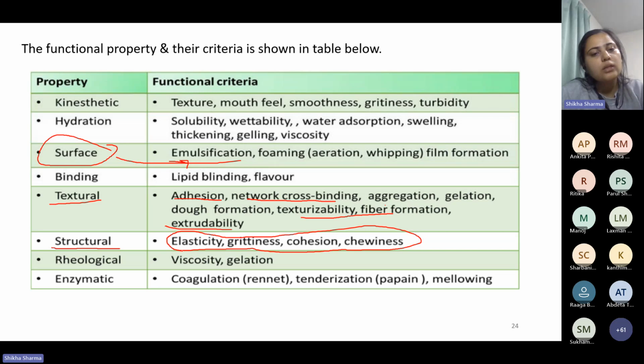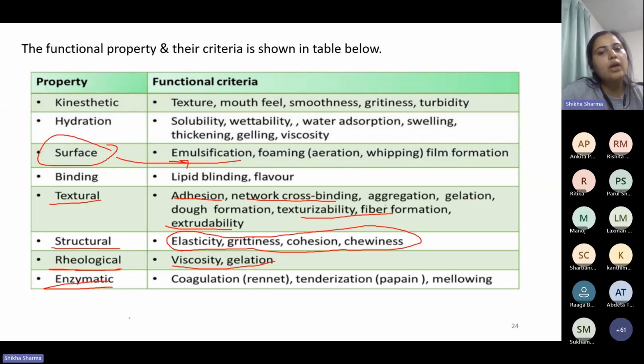All these are the structure, how it depends on the structural property. And the rheology means how a fluid is flowing, right? So it depends on the viscosity or the gelation. Enzymatic means the different enzymes we have, like the rennet, which coagulates the milk, and the papain, which tenderizes the muscle. So all these are related to the enzymes.